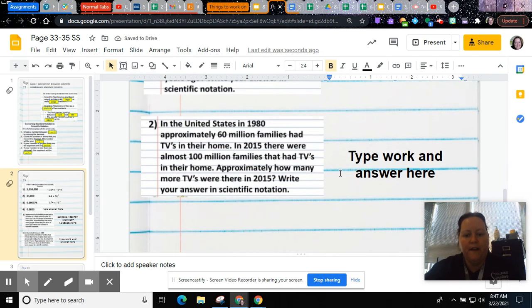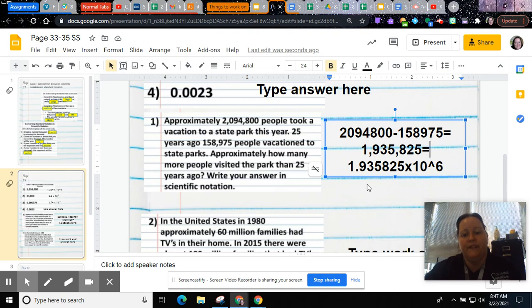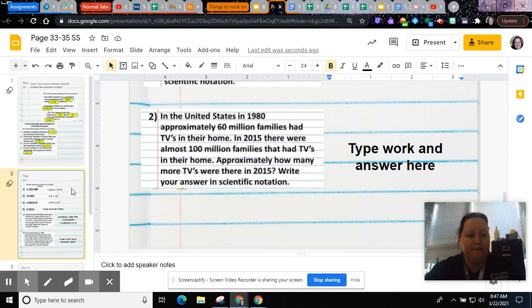Okay, number 2, I want you to try this one on your own. In the United States in 1980, approximately 60 million families had TVs in their home. 2015, almost 100 million families had TVs in their home. Approximately how many more TVs were there in 2015? Write your answer in scientific notation. So you're going to do this the same way. You're going to subtract, and then you can write your answer in scientific notation.